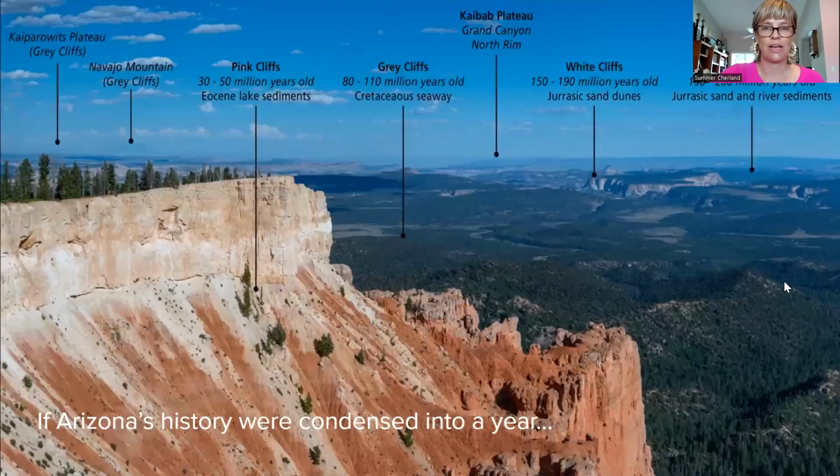I love this picture because this is sort of a picture of Arizona if Arizona were boiled down into a year. So this gives us an idea, right, of just how old Arizona is. If you were to just look at each of these landmarks, right, you could look up how old they are. 30 to 50 million years old, 80 to 110 million years old, 150 to 190 million years old, and the Vermilion Cliffs, which we believe are 190 to 200 million years old. Arizona has some of the oldest geological structures, right? I mean, in the West for sure.